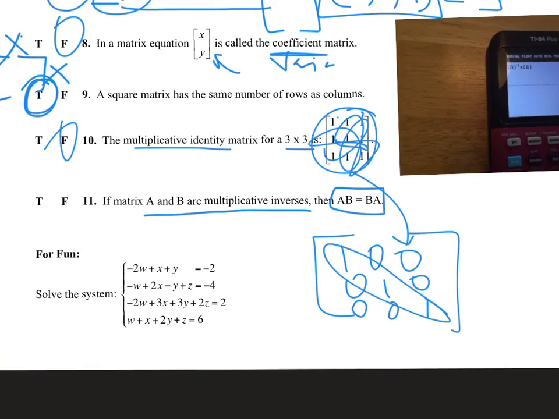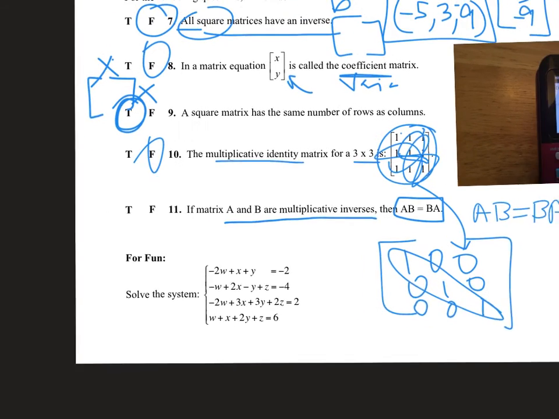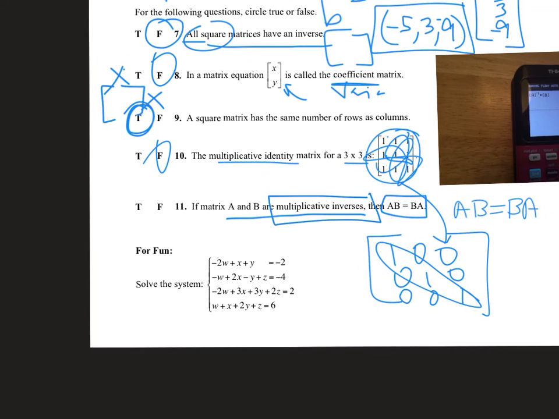Now, there was a question on your last quiz that said all matrices, you're allowed to just multiply. What is that, the commutative property? Yeah, something like that. And that's not true for all matrices, but for multiplicative inverses, it's the truth.